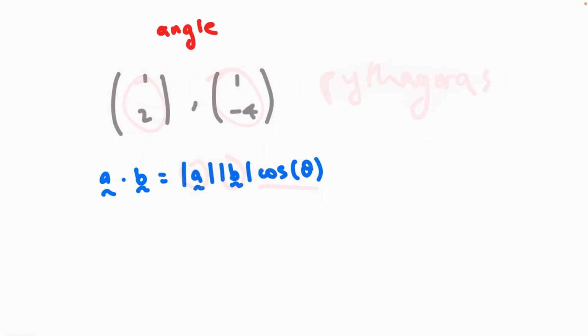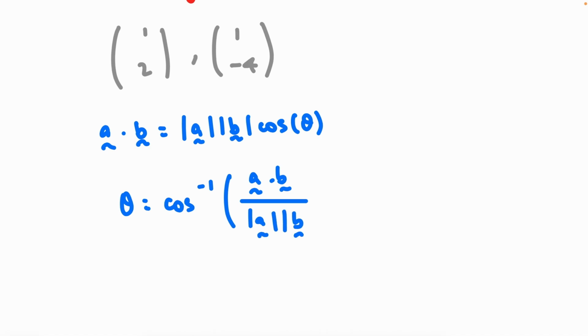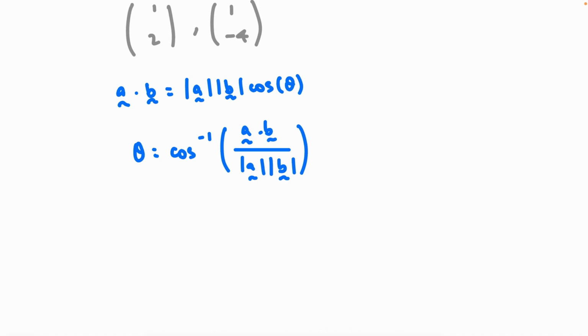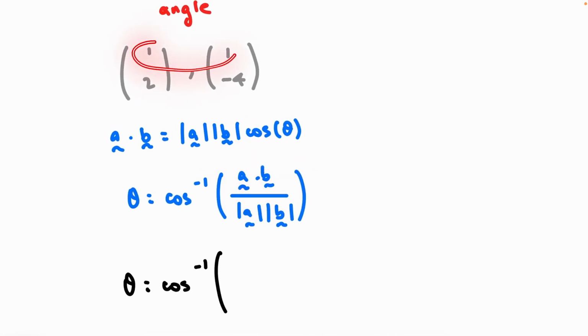Well, we can just rearrange our entire equation here for theta. And if we do that, we get theta is equal to cosine inverse of A dot B divided by the magnitude of A times the magnitude of B. So let us do this first. To work out the angle in between, to work out theta, we simply do the cos inverse of the dot product on the numerator. So let's first work out the dot product of these two vectors.